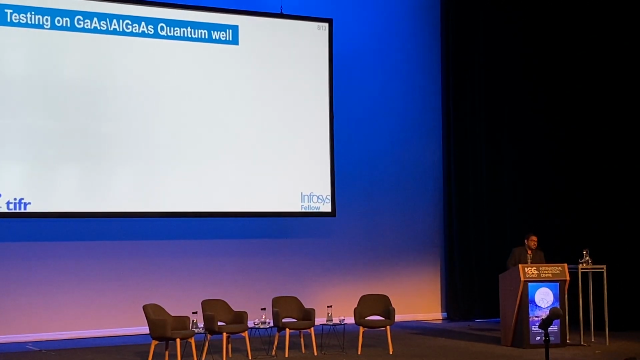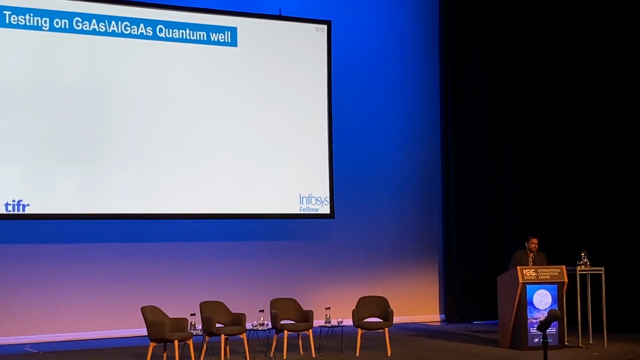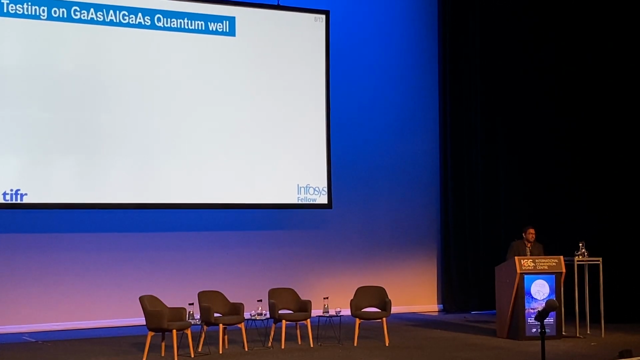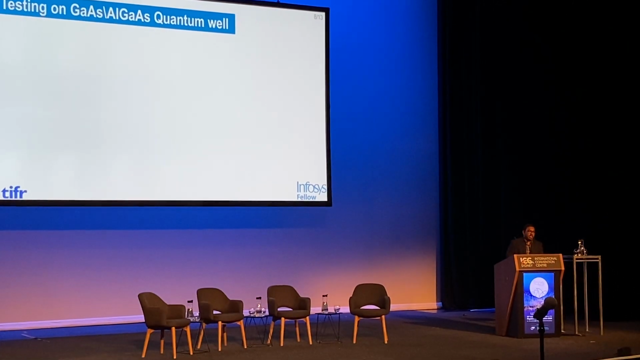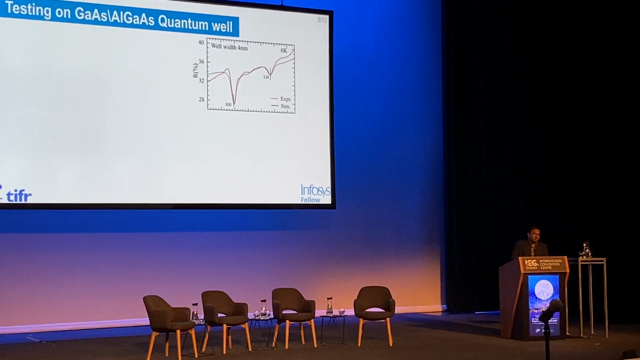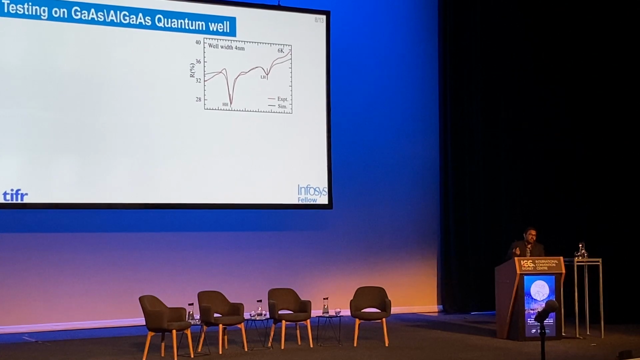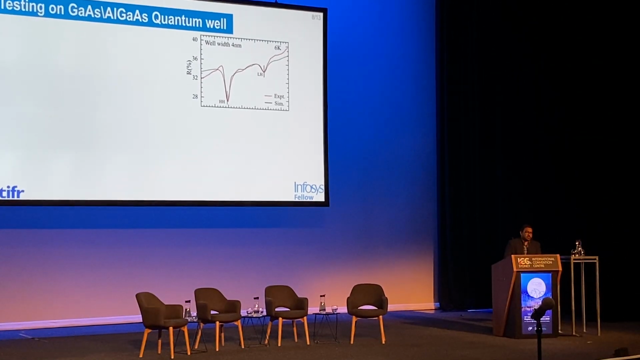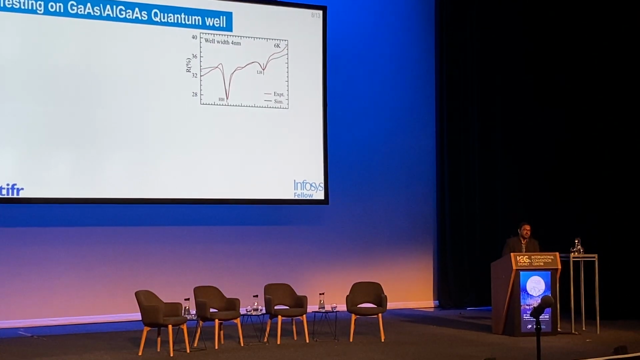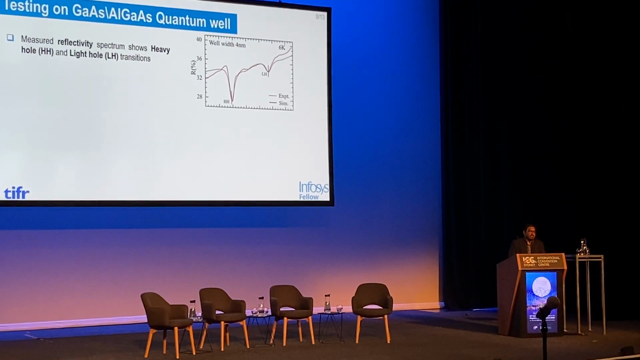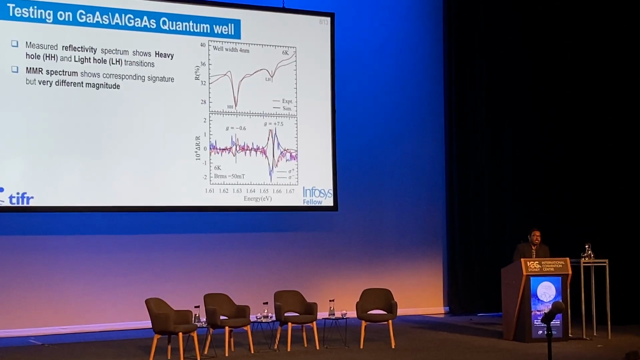So with that, we tested our setup with a very well-known, well-studied sample. It is a gallium arsenide, aluminum gallium arsenide quantum well. So we had a 4 nanometer quantum well. What you see here, this red curve is the measured reflectance spectrum, and the black one is the simulated spectrum using the model I have shown you before. So here you see two distinct transitions, one for light hole and another for heavy hole.